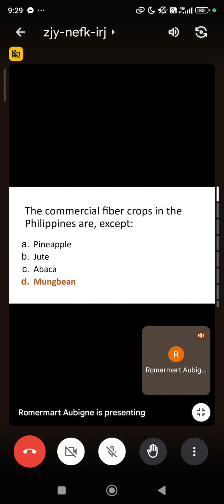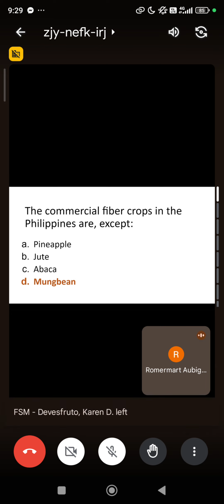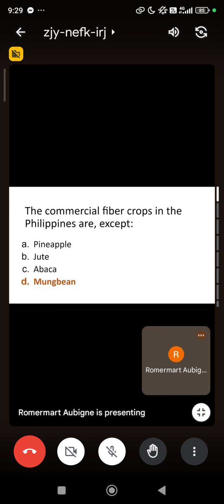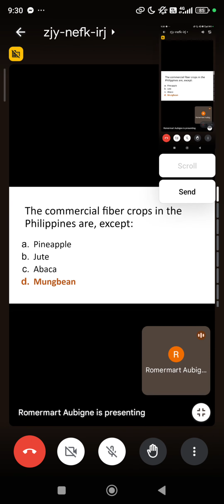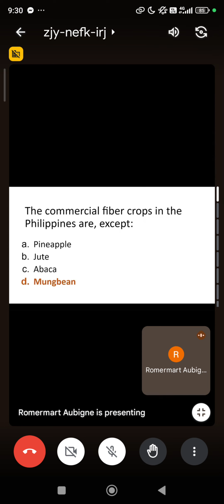The abaca is also known as Manila hemp. It's a type of banana plant, grown for its strong and durable fiber. Abaca fibers are used to make various products such as ropes, bags, furniture, and paper. The Philippines is one of the top producers of abaca in the world. Next, we also have the common commercial fiber crops in the Philippines.